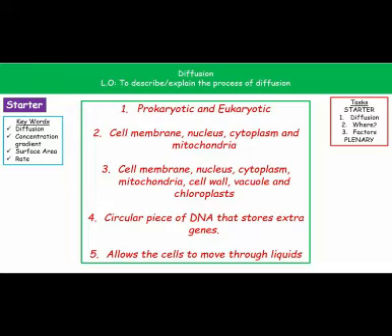Number 3, the parts of our plant cell: the cell membrane, the nucleus, the cytoplasm, and the mitochondria, so the same as our animal cell, plus the cell wall, the vacuole, and chloroplasts. Again, give yourself a tick for each of them. Number 4, a plasmid is a circular piece of DNA that stores extra genes. And finally, question 5, the purpose of the flagella is to allow cells to move through liquids. So add up your scores and let me know how many you got in the chat window. Let's see how we've done.